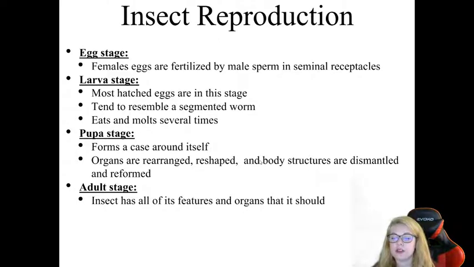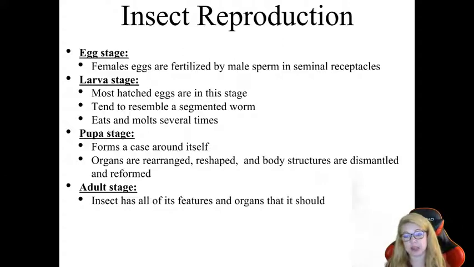All right, and so in looking at insect reproduction, there are a couple stages that we have to focus on. The first is the egg stage. And so females' eggs are fertilized at this stage by male sperm in the seminal receptacles. And after that, we move on to the larva stage in insect reproduction, which is when most eggs get hatched, and they tend to resemble a segmented worm.